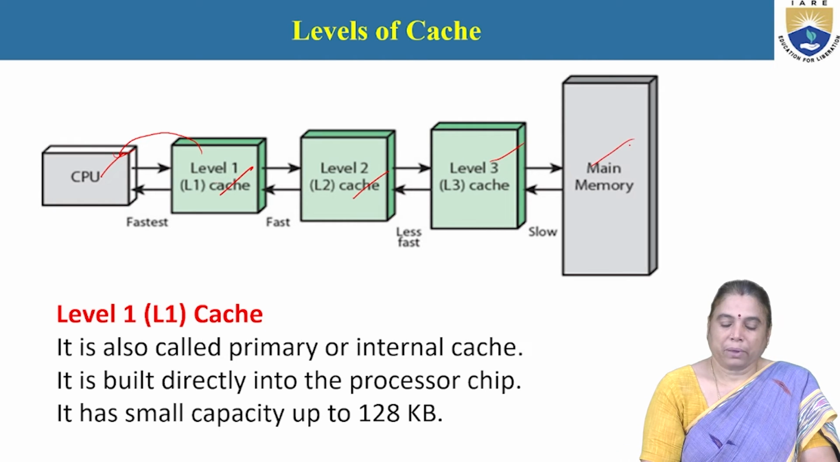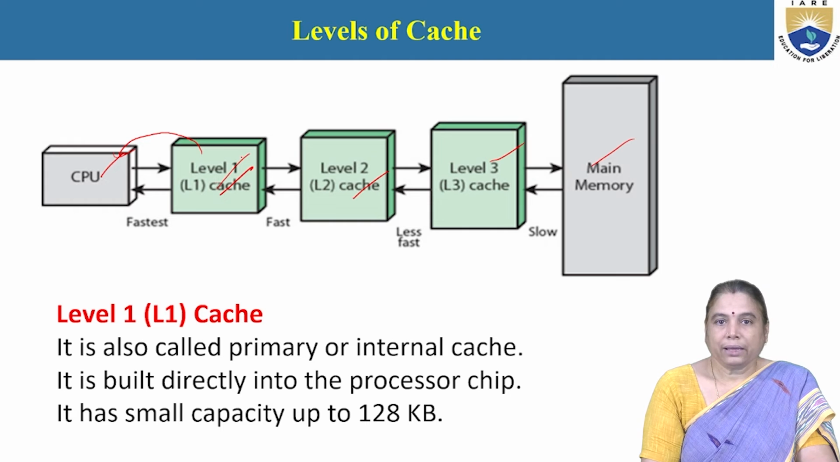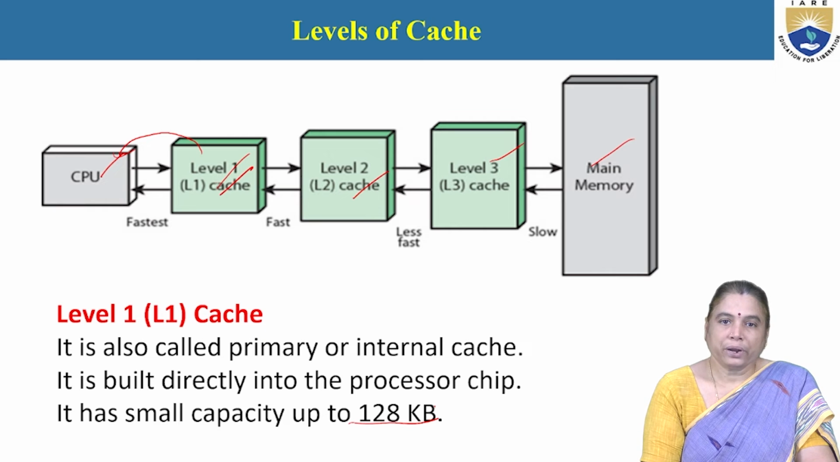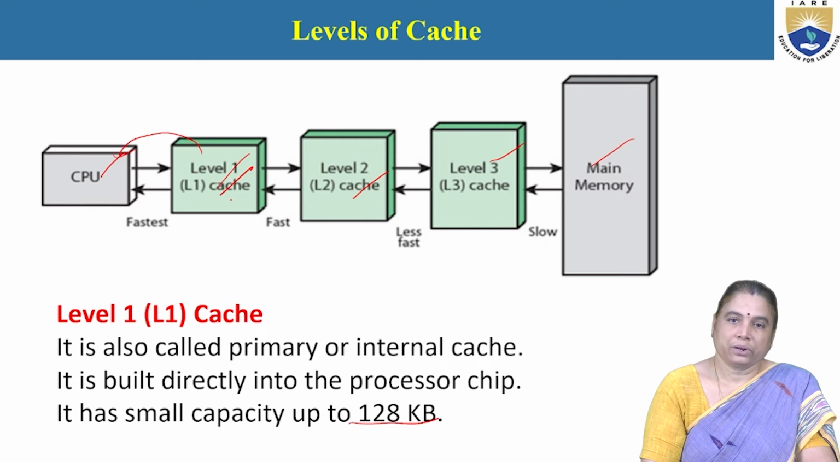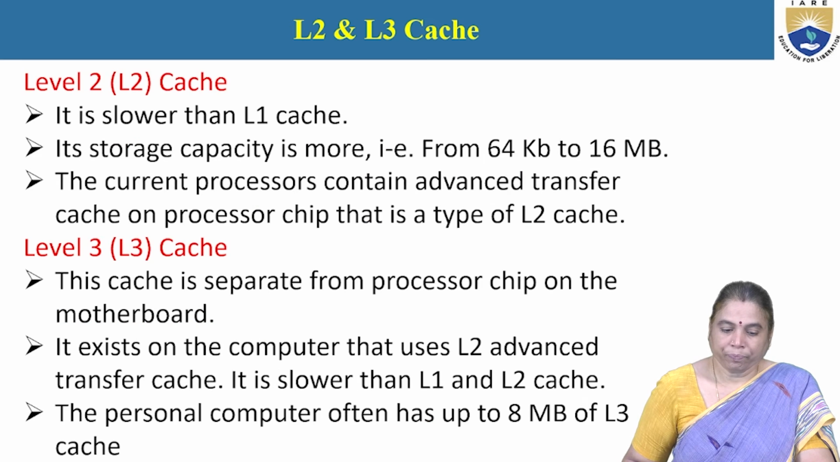Next is main memory. So L1 cache is also called primary or internal cache. It is built directly into the processor chip. It is of small capacity. Up to 128 kilobytes of data can generally be stored in the L1 cache. It is very close to the CPU.